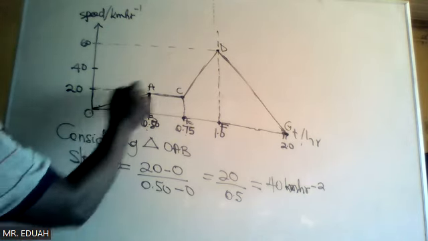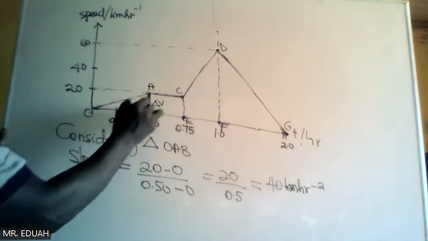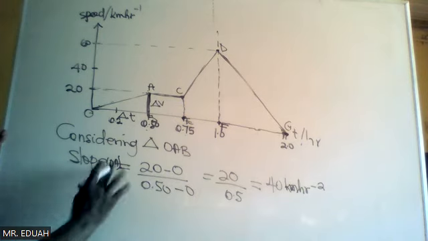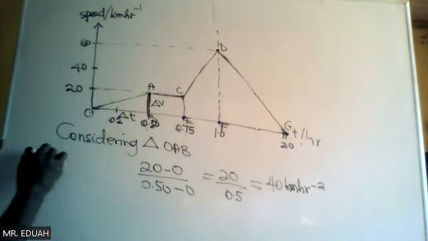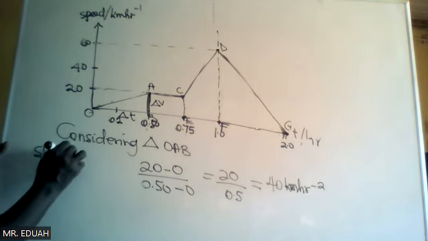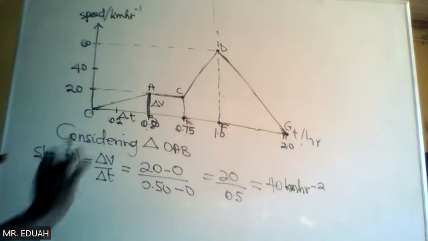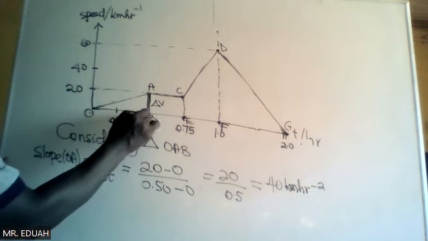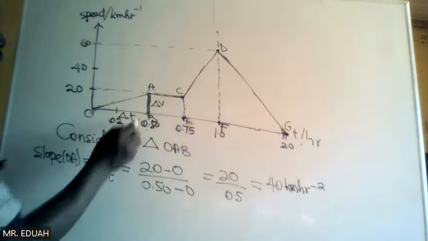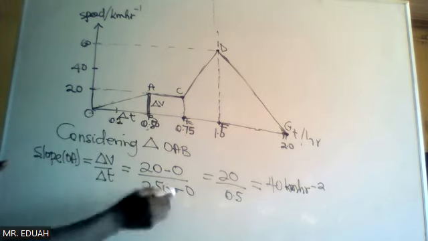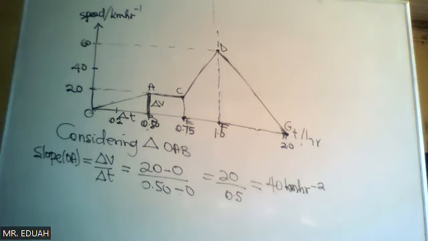So the slope of OA is equal to the change in the vertical, delta V, over the change in the horizontal, delta T. We are always looking at the maximum minus the minimum. The minimum is zero, the maximum is 20, so 20 minus zero. Then the change in the horizontal, the maximum, which is 0.5, minus the minimum, which is zero. So when you subtract, you have 20 divided by 0.5, which is equal to 40. Are you okay?